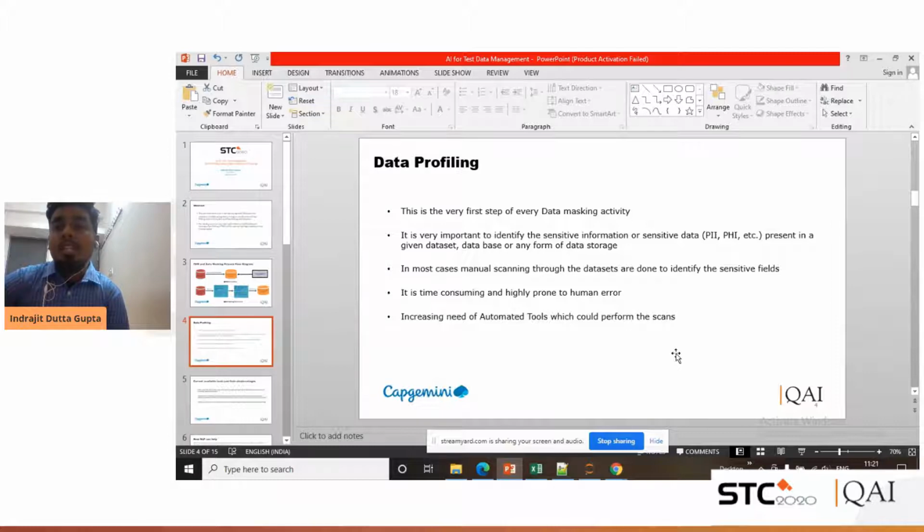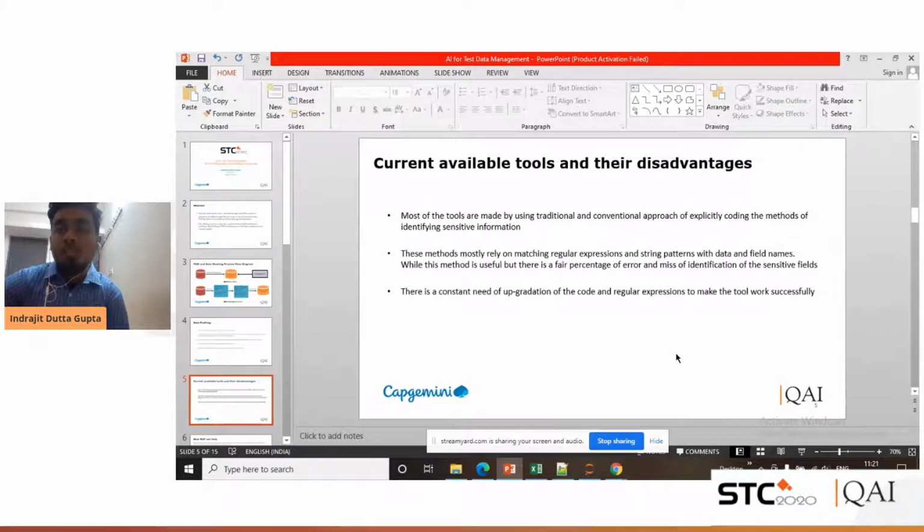And there can be a misidentification of a particular field. So there is always a need for automated tools which could connect to the databases and perform the scans and then give us the tables and fields which have sensitive information. Now, there are currently some tools available for doing that, but the problem is they are using some traditional approach, and with those there are some disadvantages, for which it is missing some PII columns, and those are getting into the non-prod environments. Original data is getting into the non-prod environments because we are not identifying and masking those, and therein we have a compliance problem.